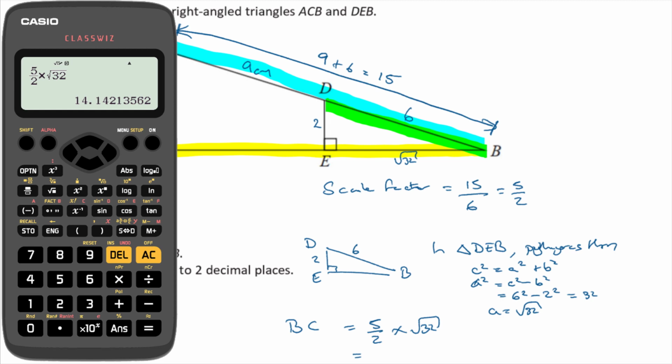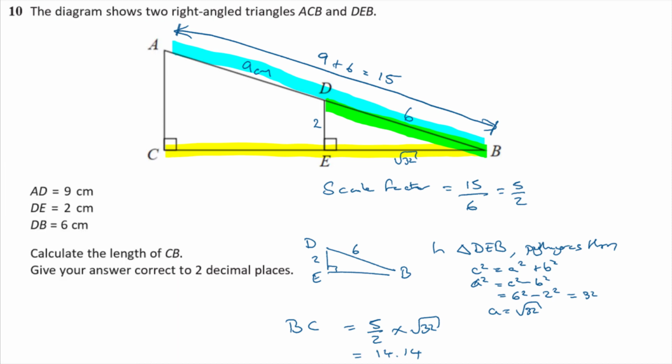So that's equal to 14.14. Always a good idea to imagine that number in your triangle. So if from here to here was 14 centimeters, does that look about right? We know that the longer one was 15, and that's the hypotenuse. This one's going to be a little bit shorter, isn't it? Yeah, I think that looks okay there. So I'm happy with my answer, 14.14.